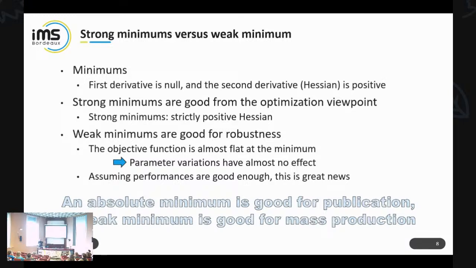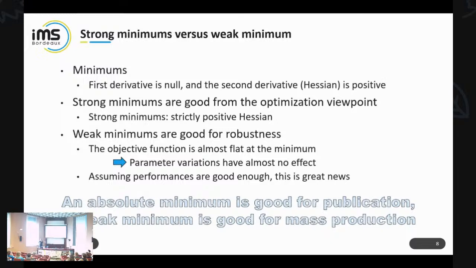So first, to select a real minimum, you need to have the first derivative null, but the second one is not null as well. Strong minimum, from the optimization point of view, this is the top of the top. Of course, the absolute minimum, okay, but even if it's a local minimum, that's good. And then you are working on an algorithm which is looking for a strictly positive second derivative, which means the U-shaped curves. But here we're talking about electronics.